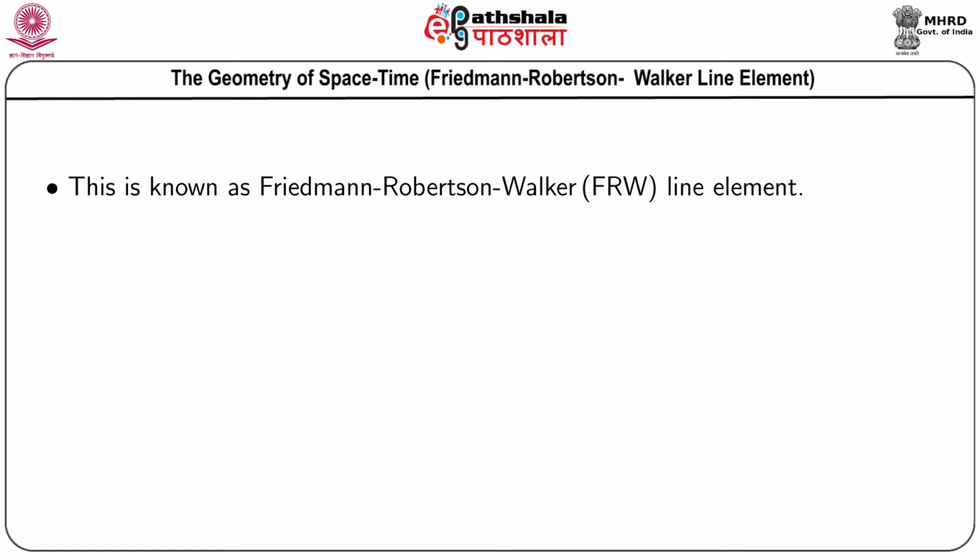Now, this is known as the Friedmann-Robertson-Walker line element. The above line element is known as the Friedmann-Robertson-Walker line element after the names of Friedmann, Robertson and Walker. They gave this form within the 1920s to 30s when they were working on the expanding universe. Actually, this line element is the exact solution of Einstein's field equation for general theory of relativity.